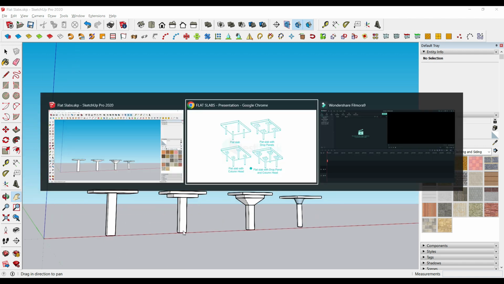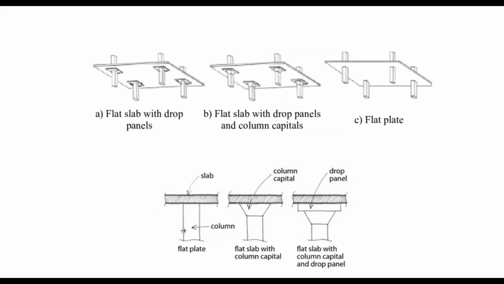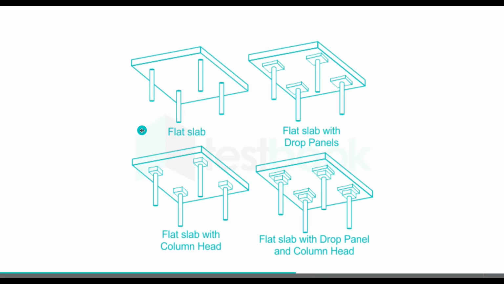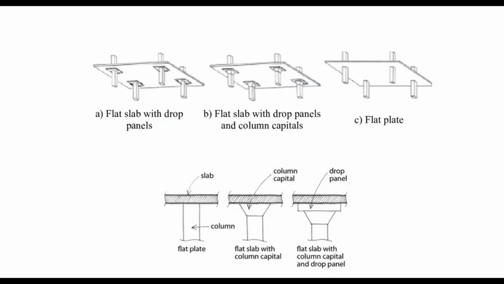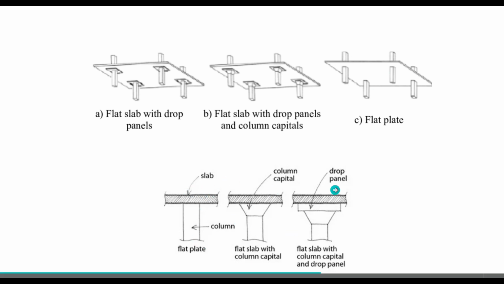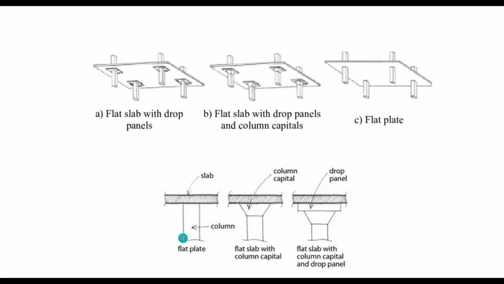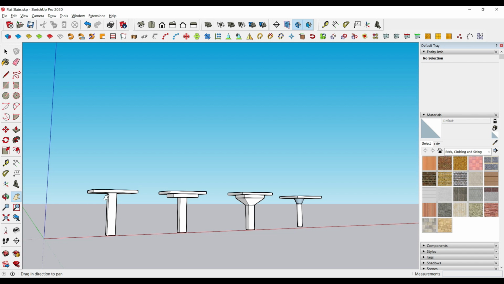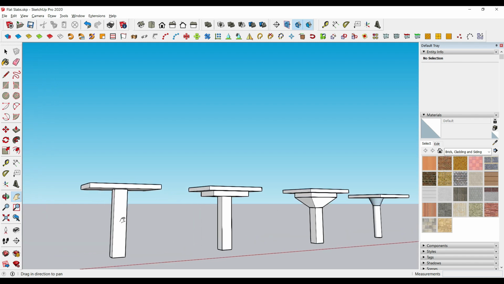Now I'll take you to the photos that I have. If you want to get a better understanding, you can see the same thing I have mentioned over here. This is one type of image. In the second image you can also see flat slab with drop panels, and flat slab with drop panels and column capitals. Then we have flat plate systems. If you want to see this in section view, we have a slab and a column, as I have shown you in the SketchUp already, right? We have a slab and a column.